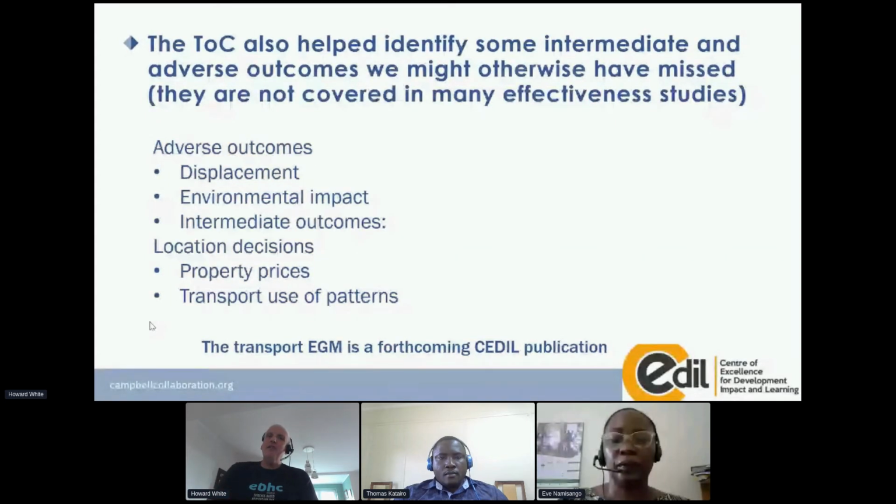So intermediate outcomes are things like location decisions by firms and households, property prices, which is studied somewhat in the Asian literature particularly, and transport use patterns. How do people change their transport use as different transport modes become available?